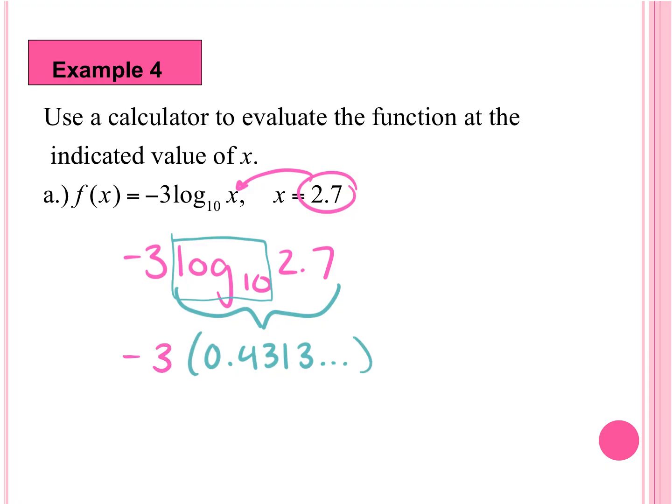We just need to multiply it by negative 3. So you should get negative 1.2940. We look at the fourth decimal to tell us how to round to the third. Do we round up or keep it the same? Keep it the same. So that would be our answer.